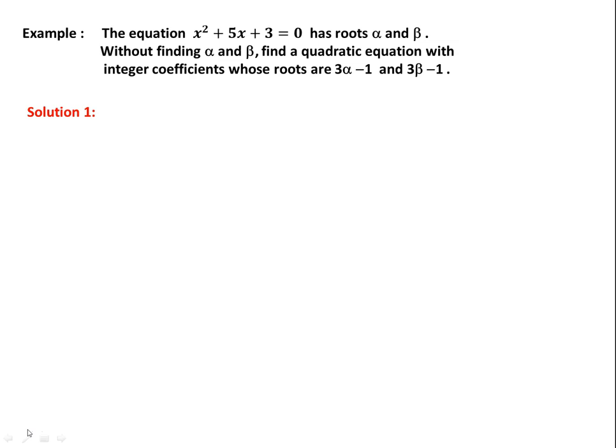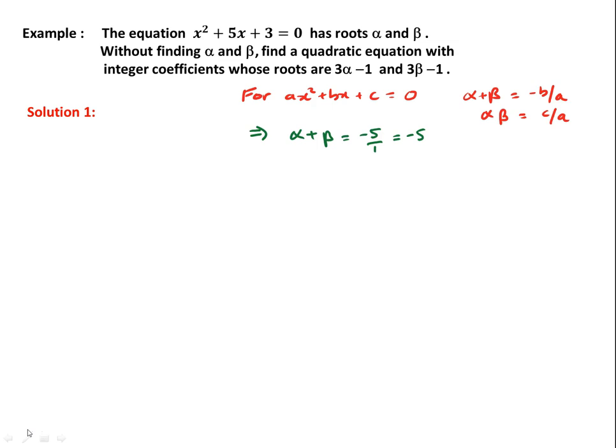So we certainly know that alpha plus beta is always equal to minus b over a, and we know that alpha times beta is equal to c upon a. So for this particular question, we've got alpha plus beta is equal to minus 5 over 1, which is minus 5, and alpha times beta is going to be c upon a, which is 3 upon 1, which is 3.